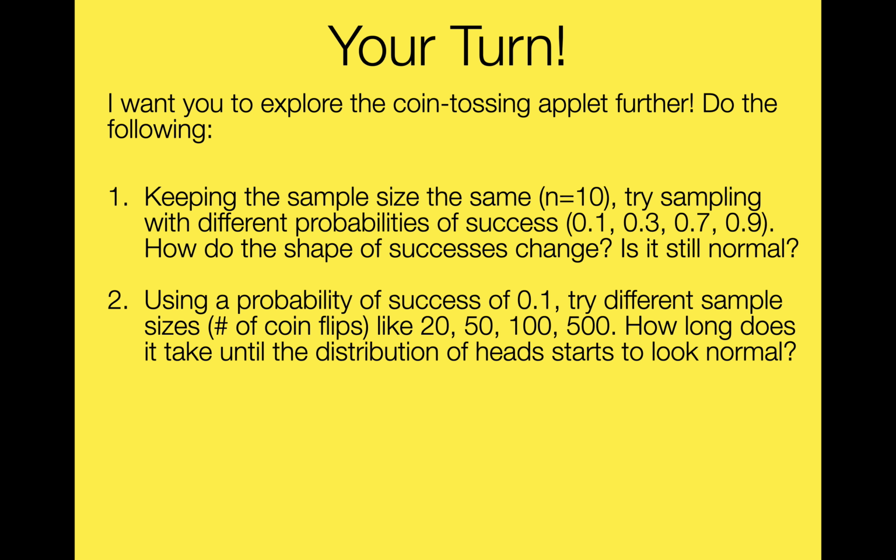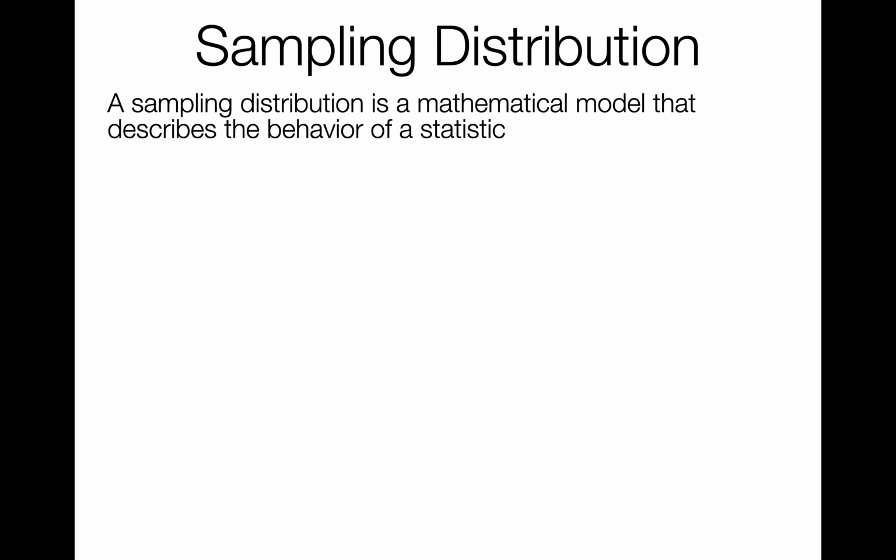So here's the first Your Turn. I want you to look at that coin tossing applet further. I give some directions here. I ask you to keep the sample size the same and then change the probabilities of heads. Then I ask you to keep the probability of success the same, and then try different sample sizes. And then try to answer these questions.